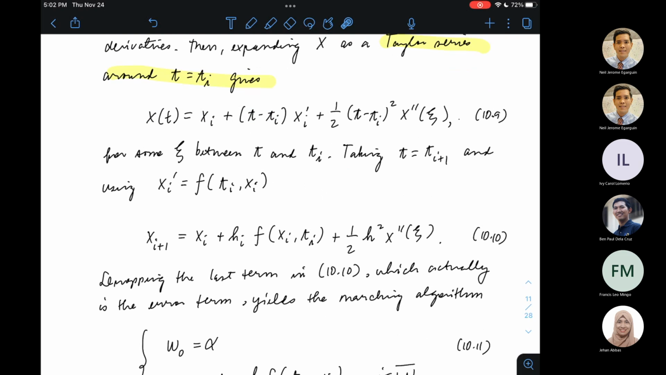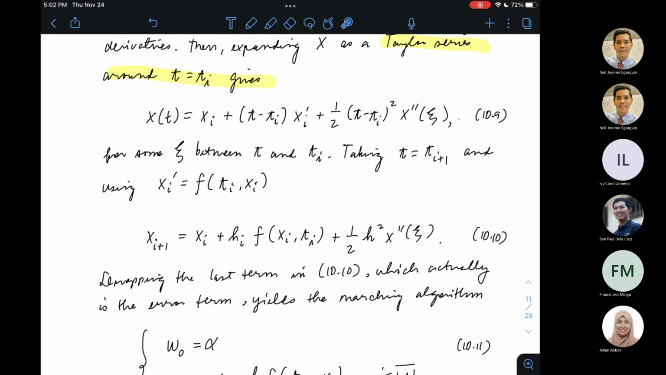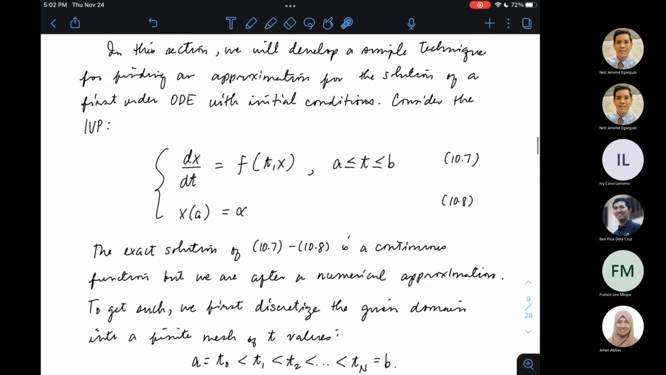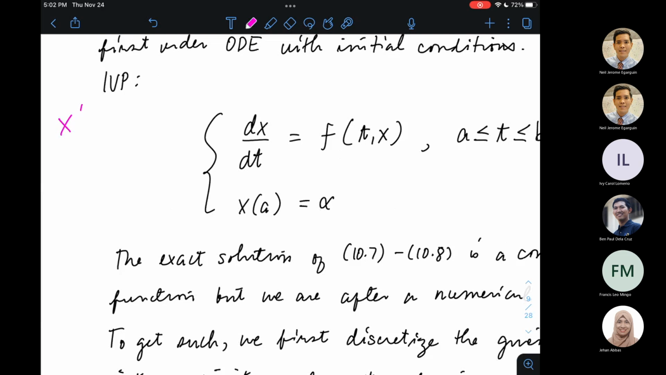So from equation 10.9, so sorry, that's equation 10.9 tayo. If we go back to the problem, equation 10.7, sa equation 10.7, meron tayo nito. The derivative of x with respect to t is equal to f of t comma x. So meaning, kung matatandaan nyo dun sa Taylor series expansion, kailangan ko yung x prime of t sub I, right? I need x prime of t sub I, which is basically x prime of I from our shorthand notation.